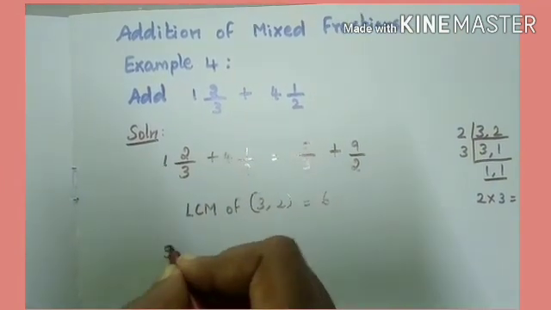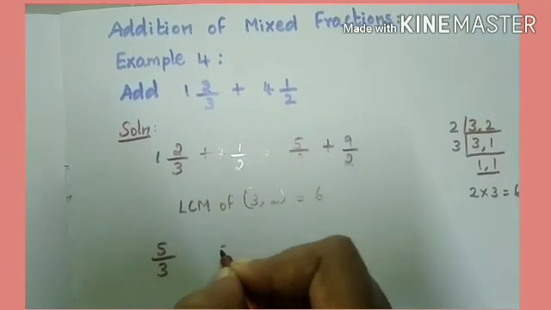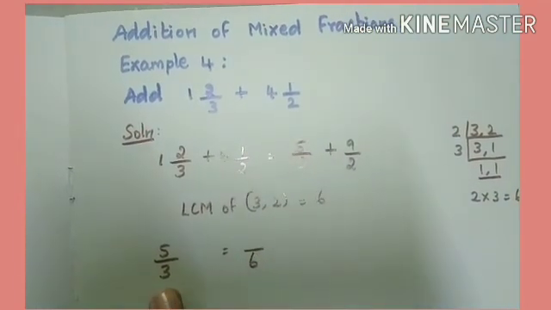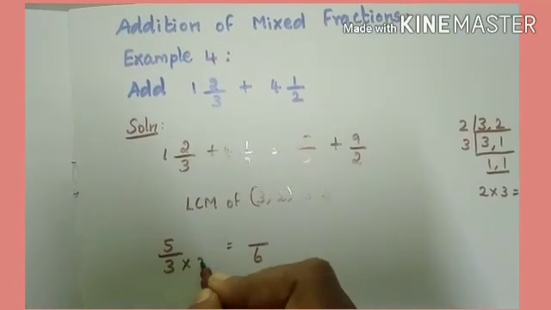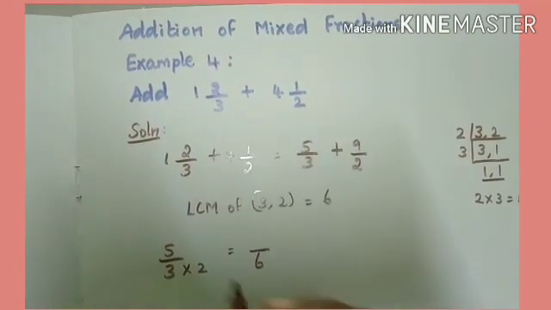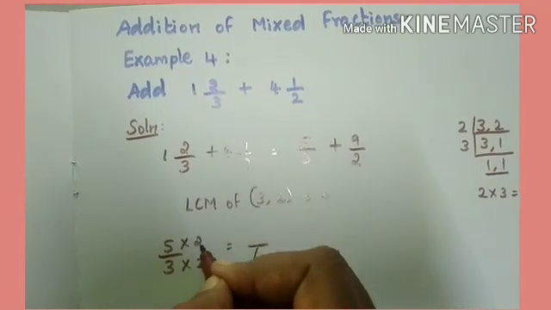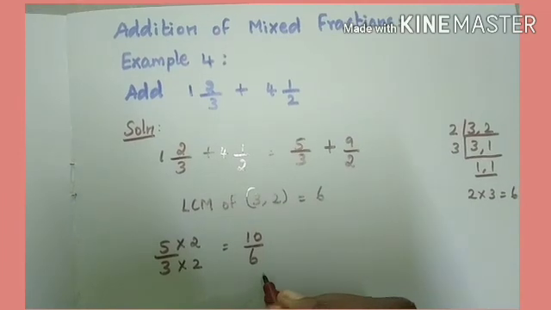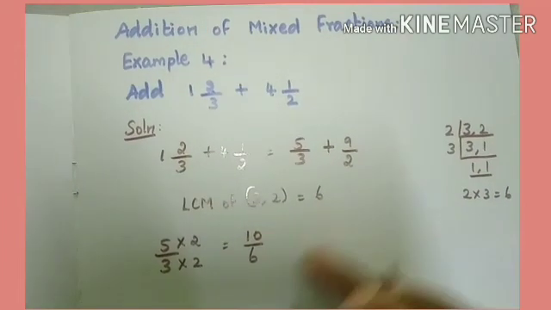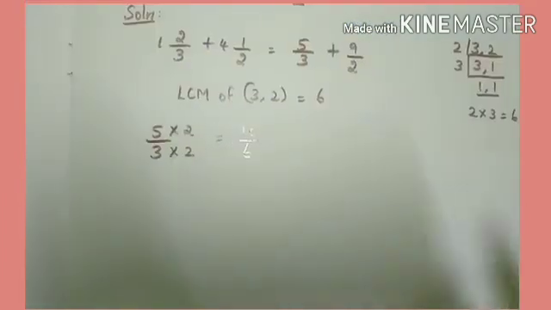Next, convert the fractions into like fractions. Let's convert 5 by 3. What number should be multiplied by 3 to get 6? Yes, that is 3 2s are 6. Multiply both numerator and denominator by 2. We get 5 2s are 10, 3 2s are 6. That is 10 by 6.